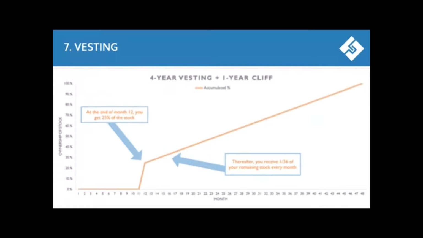You might ask, why do we have a cliff? The cliff is used so that you don't have people that come and join the business for 3 or 6 months and then leave with small amounts of equity. Before you know it, your cap table is going to get extremely messy. And so we put a cliff on there to incentivize people to stay for 12 months.